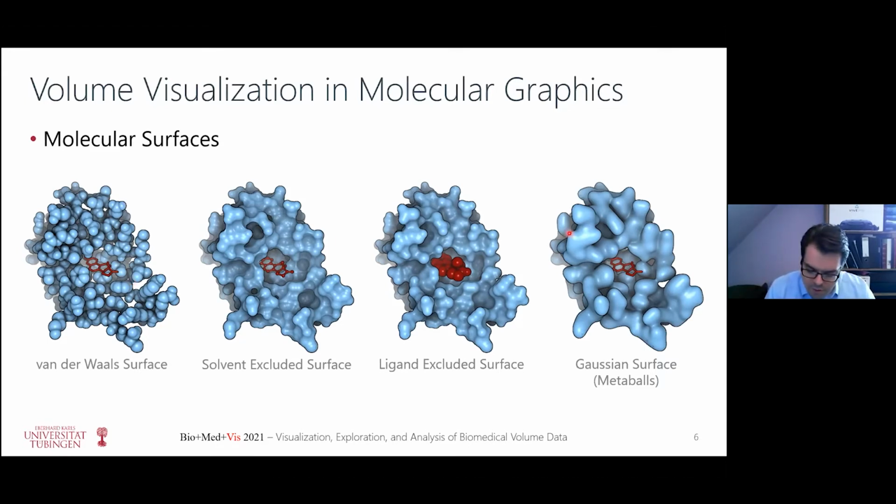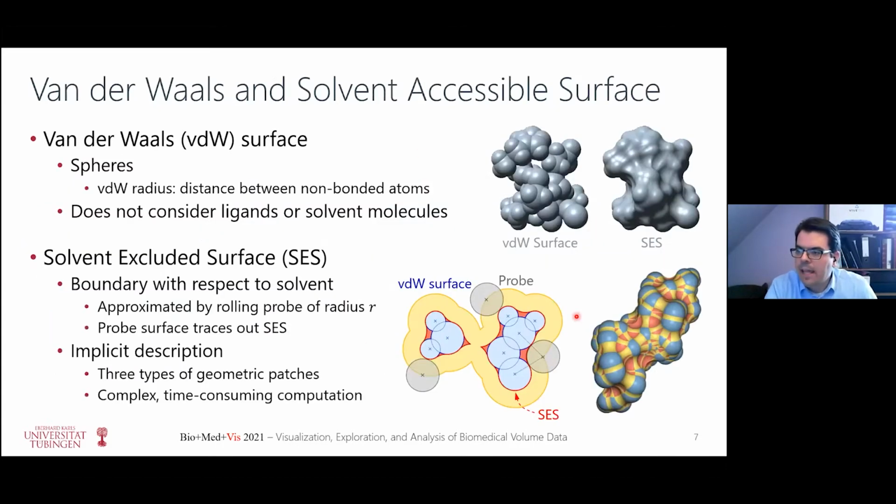And if we draw such a surface, that's much easier. And we can actually use volume visualization methods to create these three types of surfaces. So again, some definitions here, like I just said, the van der Waals surface just consists of spheres. You have the van der Waals radius of each element, of each atom. You don't consider any ligand or solvent molecule, and you get a representation like that.